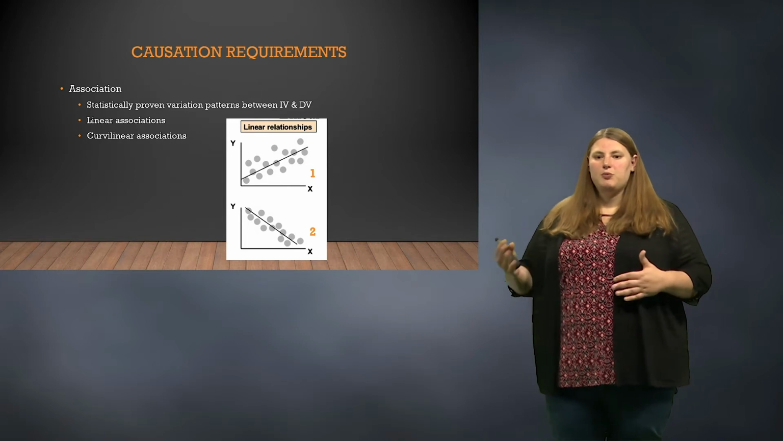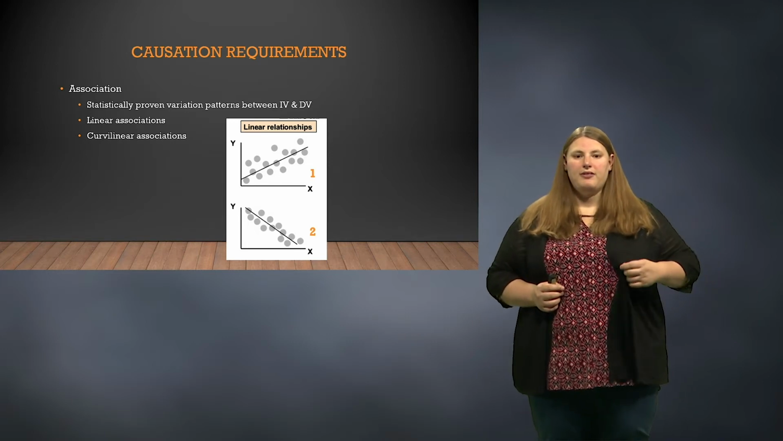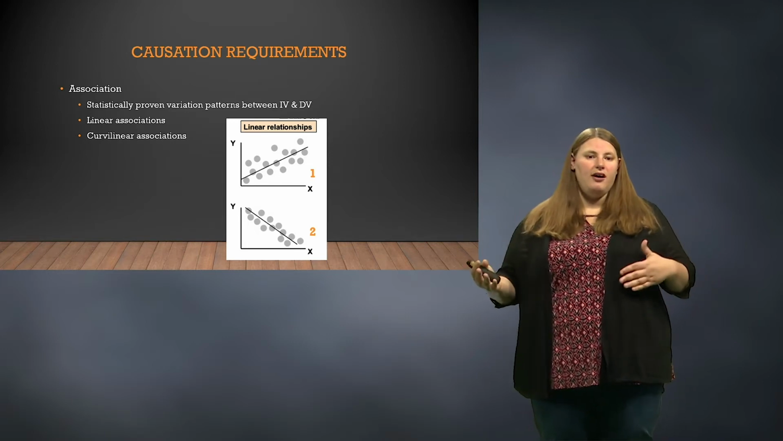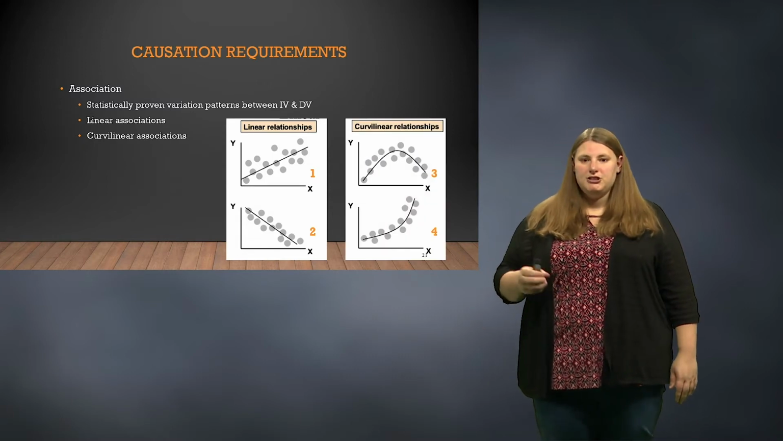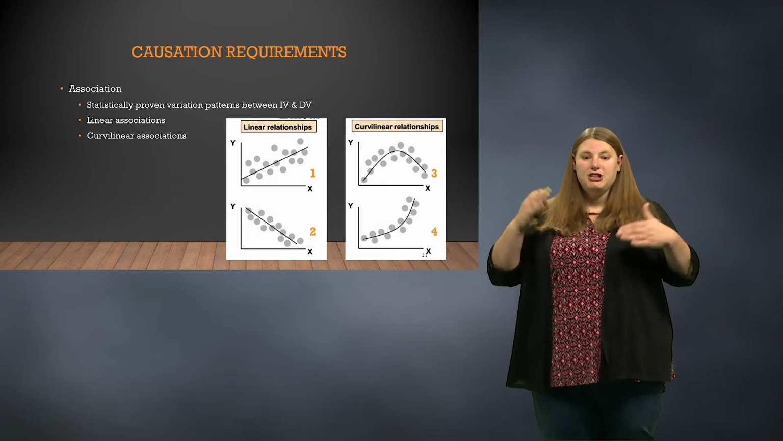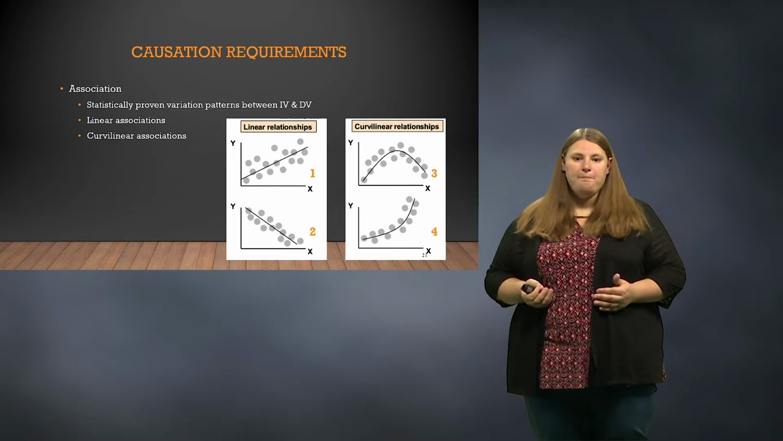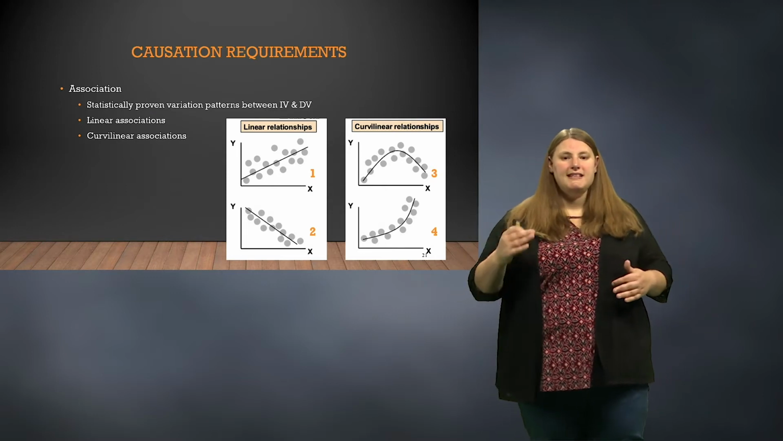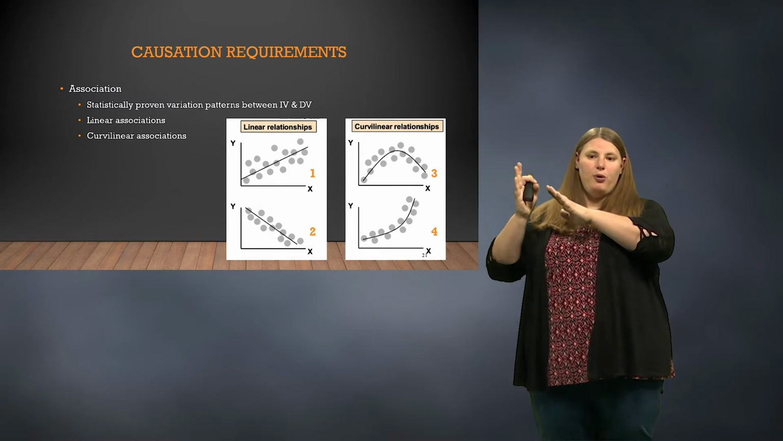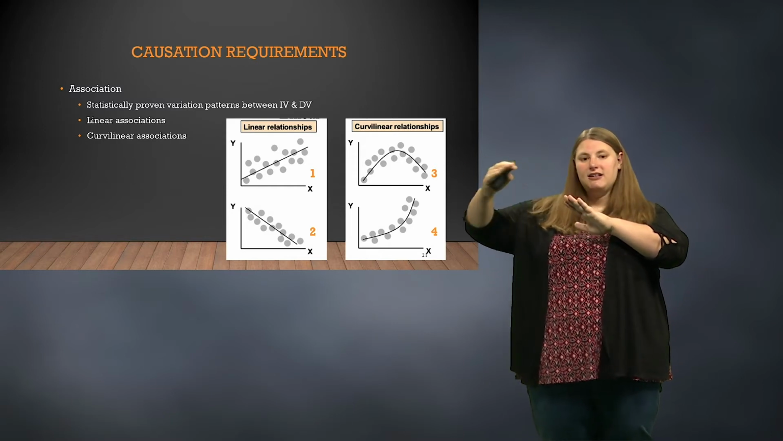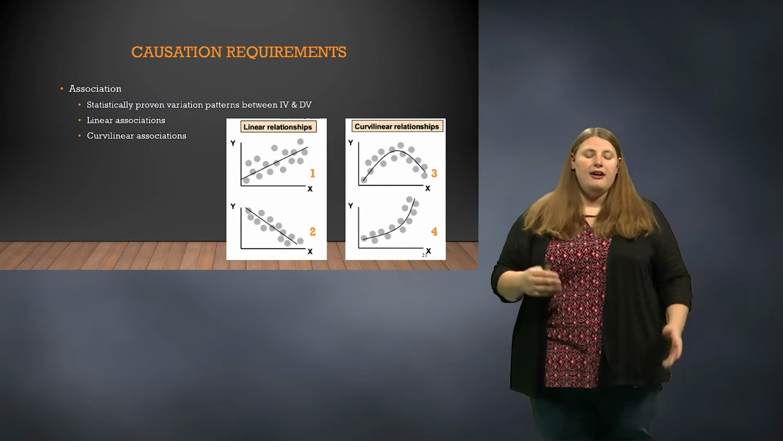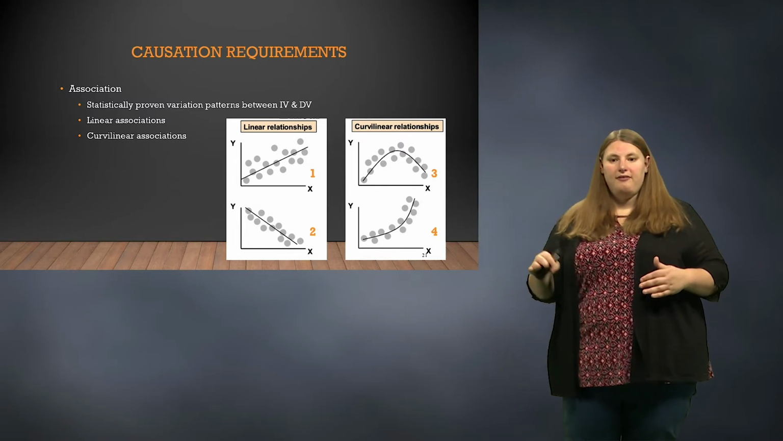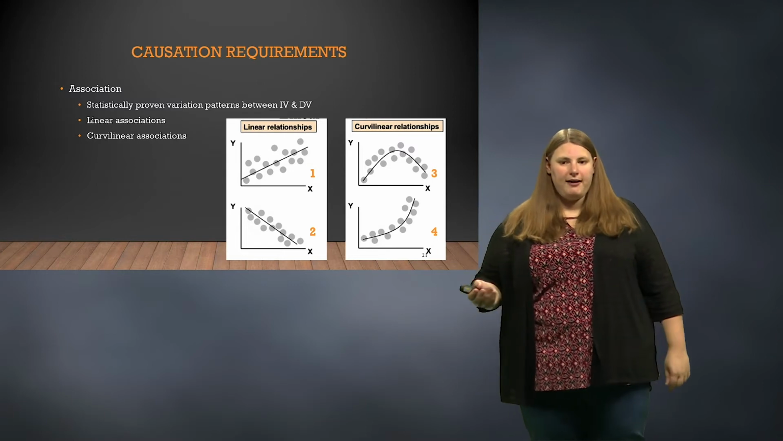This is shown in graph 1 or graph 2, with the x-axis representing the cause and the y-axis representing the effect. Curvilinear relationships, on the other hand, mean that there's a change in the relationship at some point. In graph 3, you can see that at first, the cause and effect both increase, but then as the cause continues to increase, the effect starts going down. In graph 4, the magnitude of the effect increases as the cause gets bigger.